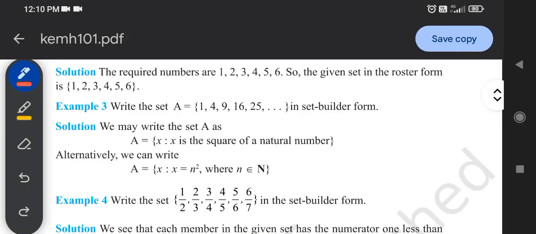Write the set A is equal to open braces 1, 4, 9, 16, 25, and so on in set builder form. Solution: we may write the set A as A is equal to open braces x such that x is the square of a natural number. Alternatively, we can write A is equal to open braces x such that x is equal to n square, where n belongs to N.